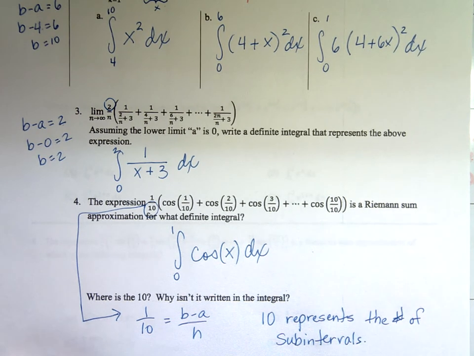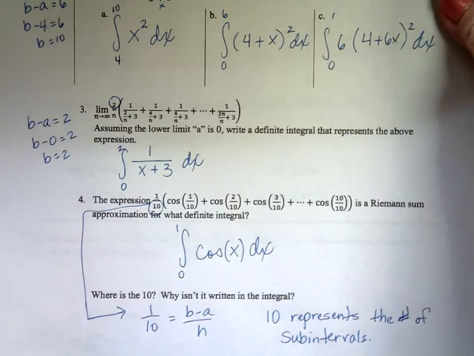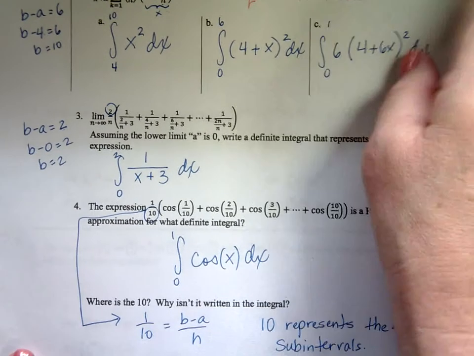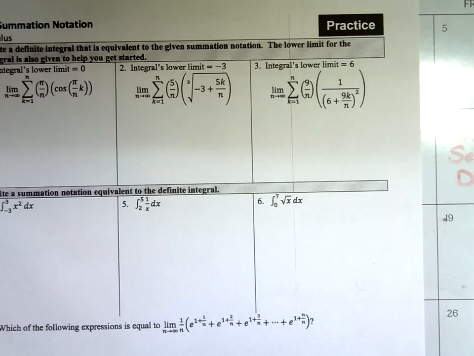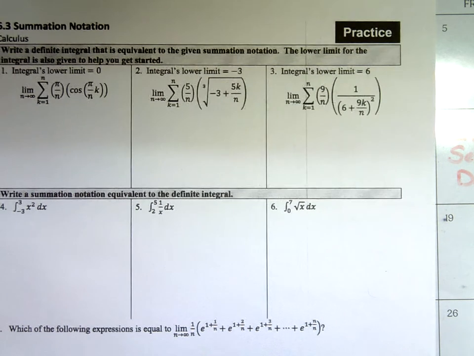It has nothing to do with the function. It just is telling you how many times you're going to divide it up. You've got 10 rectangles in that one. All right, that is, my friends, summation notation versus integral notation. And we're going to look at a couple problems and then call it a day for this one. Number 2 is the first one.